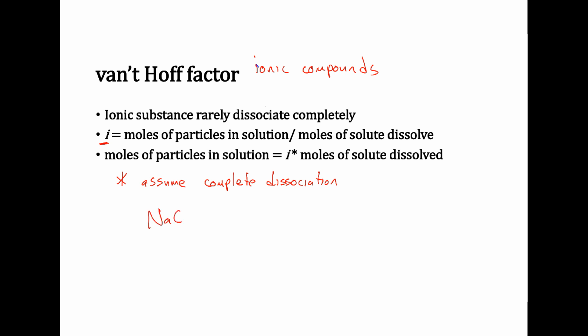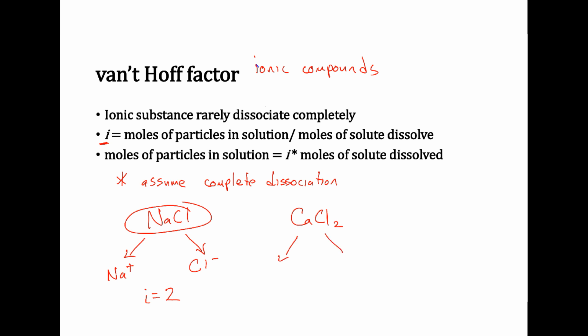So for instance, sodium chloride. Sodium chloride would dissociate into sodium ions and chloride ions. So if we assume complete dissociation, this one solute particle could go on to form two ions. So we would say it has a Van Hoff factor of 2. So i equals 2. Now if you were to have calcium chloride and we assumed complete dissociation, then it would dissociate into calcium 2+ ions, and 2 chloride ions. So then we would say that it has a Van Hoff factor of 3.